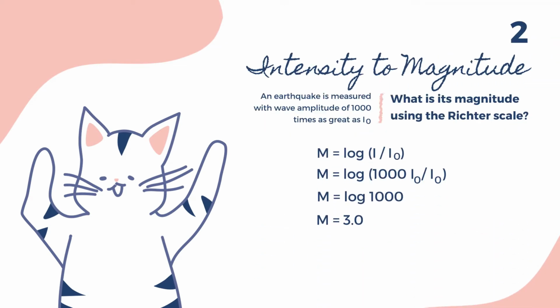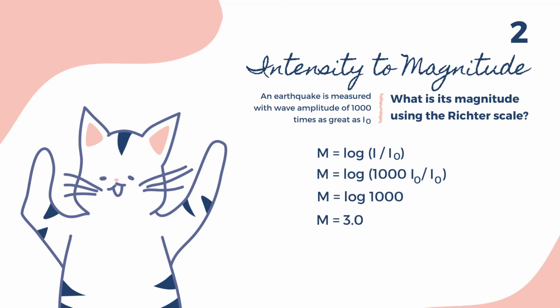This is an example of a logarithmic equation that is used in real-life situations, such as converting intensity to magnitude. We have an earthquake measured with a wave amplitude 1000 times as great as I sub 0. What is its magnitude using the Richter scale?